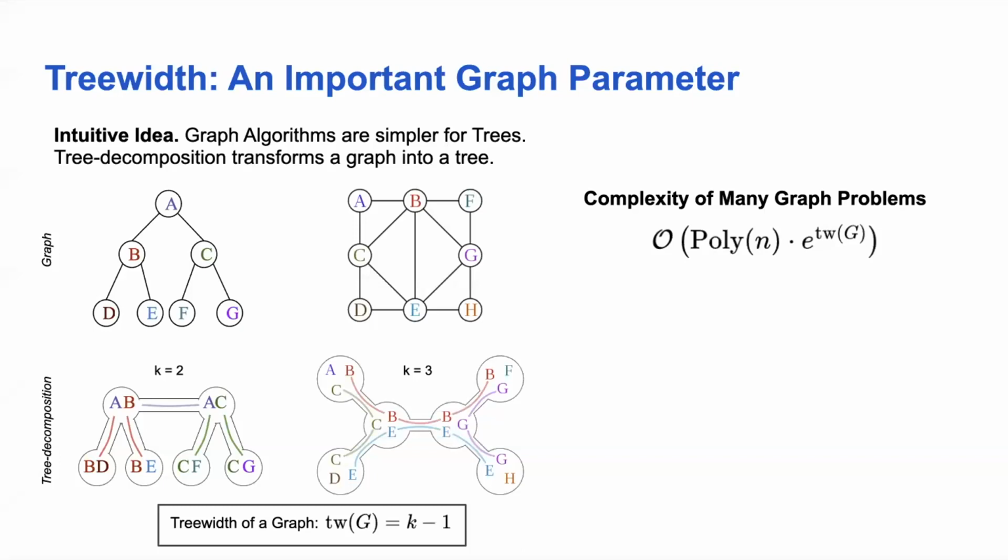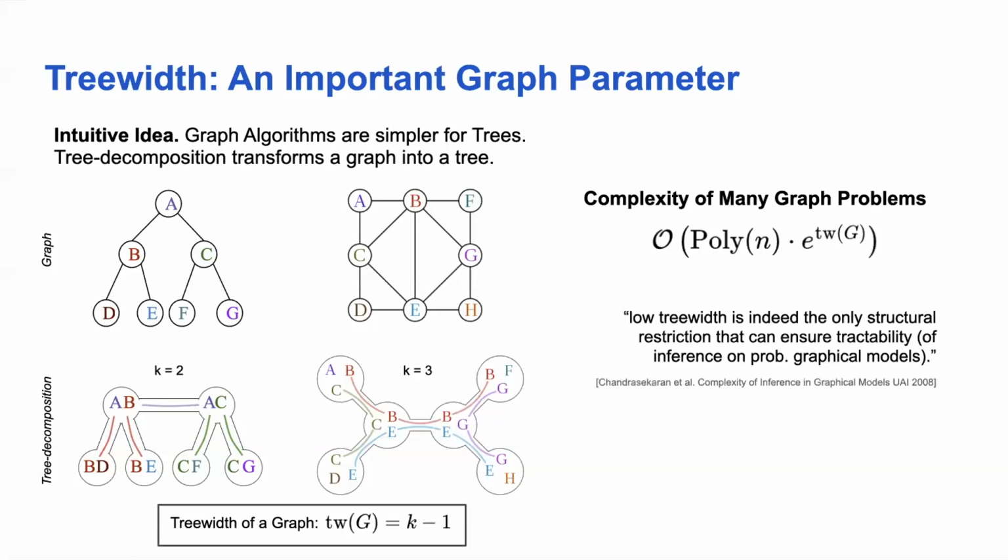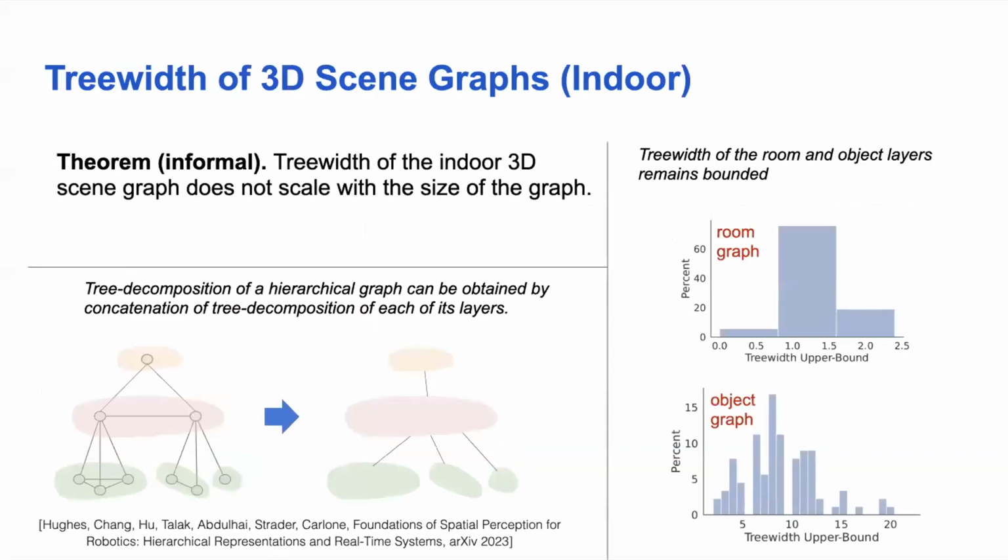But this is true for a lot of problems, including exact inference, graph isomorphism, and many other problems. In fact, there's a well-known result on complexity of inference on graphs that low tree width is the only structural parameter that can ensure tractability. So only bounding that parameter can give you polynomial time inference. Okay, so this is great. So why am I telling you this?